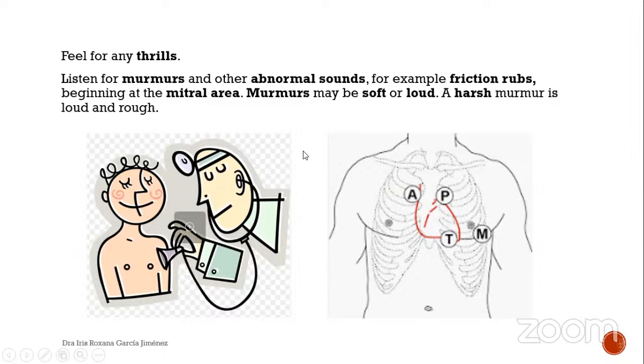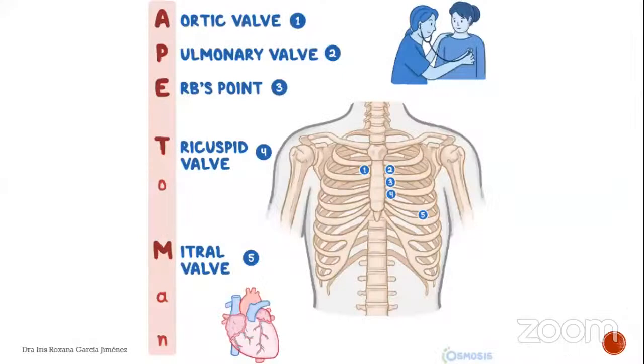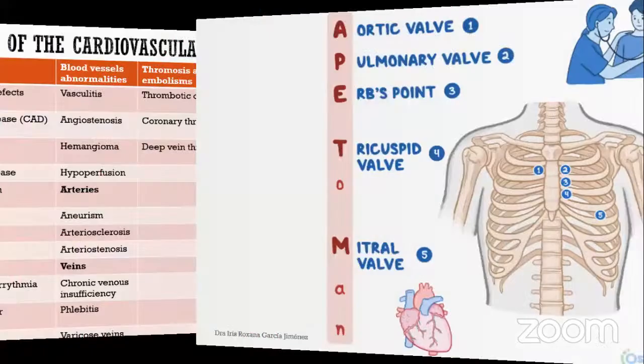Catch the idea? During med school, we got all of these ideas. We are just translating to the medical terms in English. And we have these acronyms, the aim is to remind the order in which we auscultate: aortic valve, pulmonary valve, Erb's point, tricuspid valve, mitral valve. Just for making a review. And now the pathologies of the cardiovascular system.